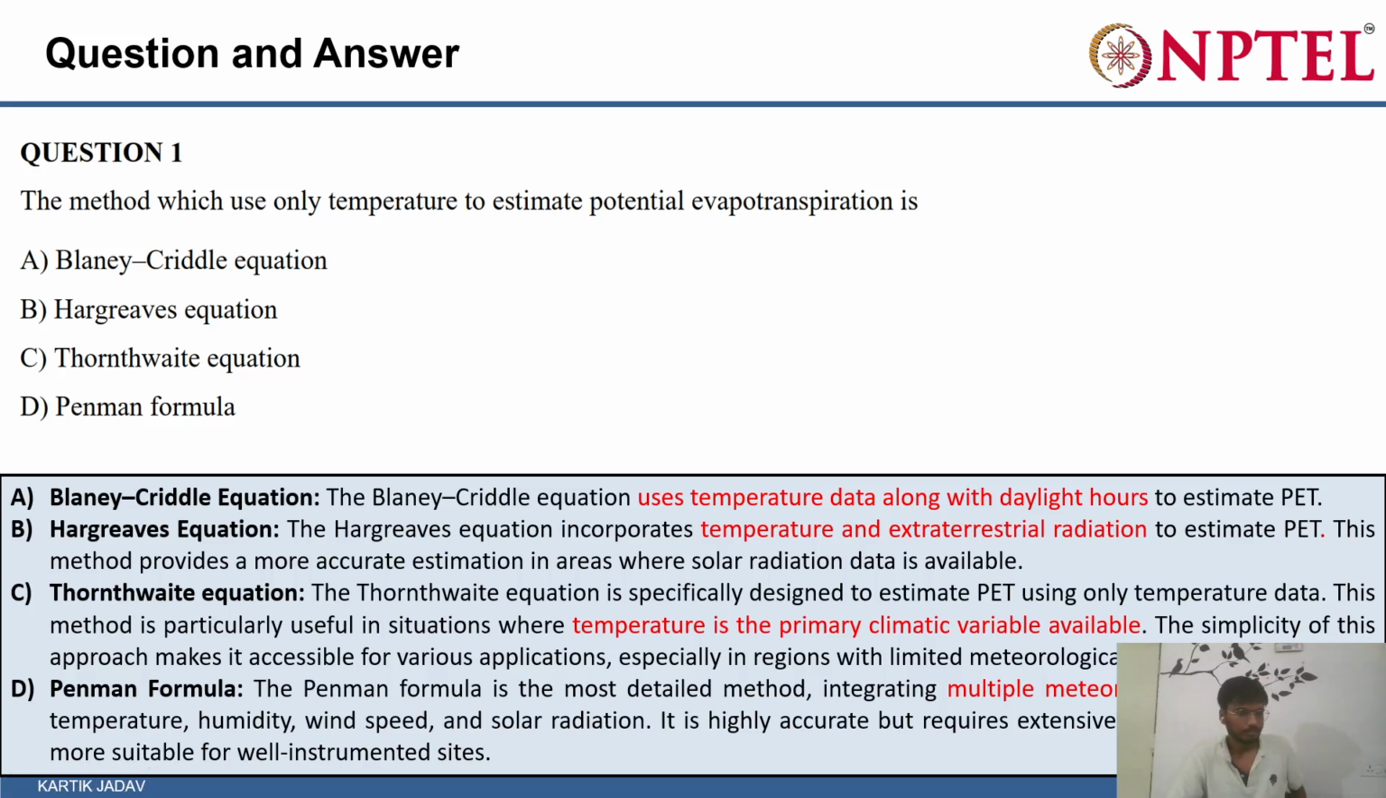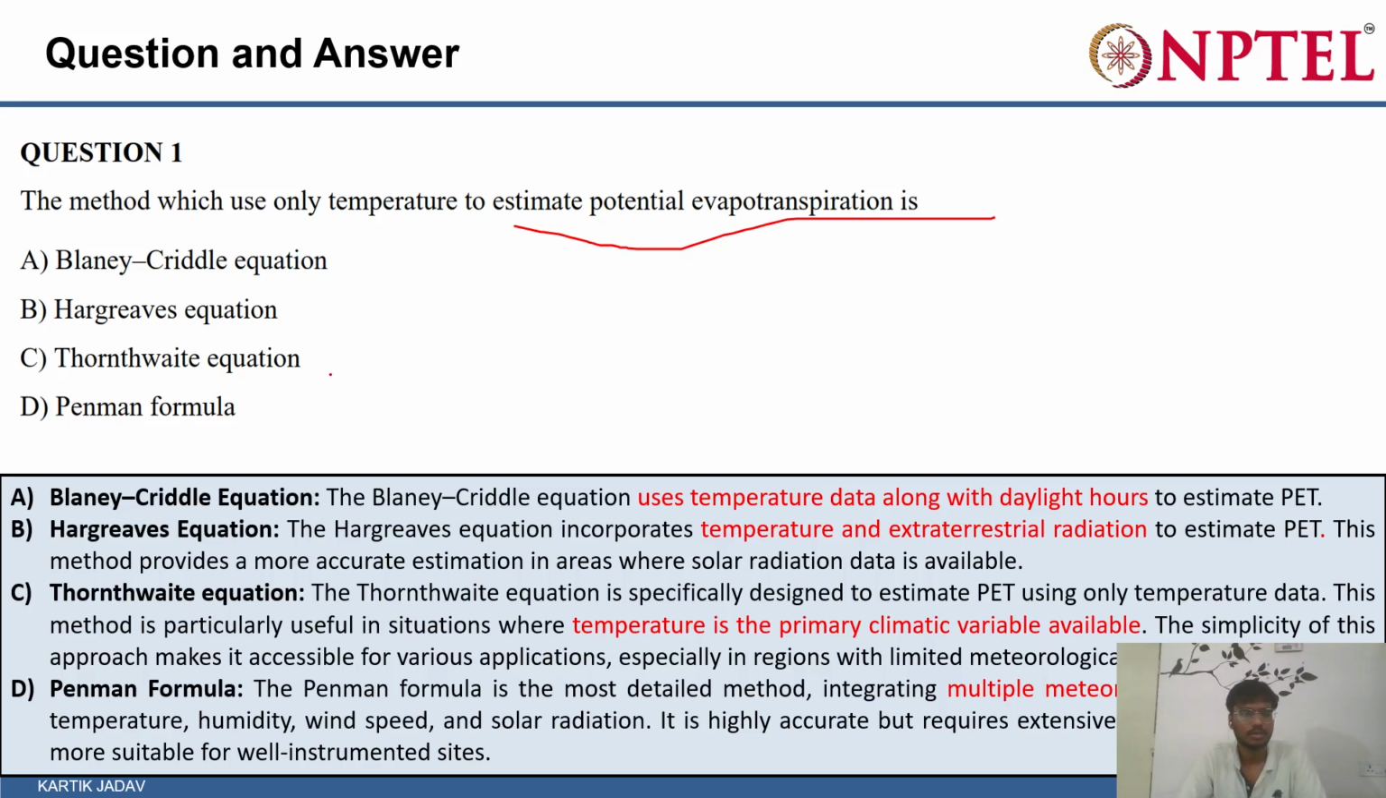So the first question is: the method which uses only temperature to estimate potential evapotranspiration. The options are Blaney-Criddle, Hargreaves, Thornthwaite, and Penman formula. So we know that to estimate potential evapotranspiration, all these methods are very important.